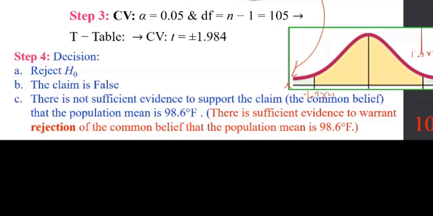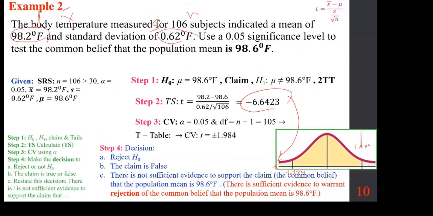And sometimes they write it slightly differently. I want you to be exposed to that. There is sufficient evidence to warrant rejection of the common belief. It really depends on the text. Some texts like to use that type of vocabulary. Whatever course you're taking, you follow that for full credit. I think this is more common: there is or there is not sufficient evidence to support the claim. Now what happens if we want to go with the p-value?